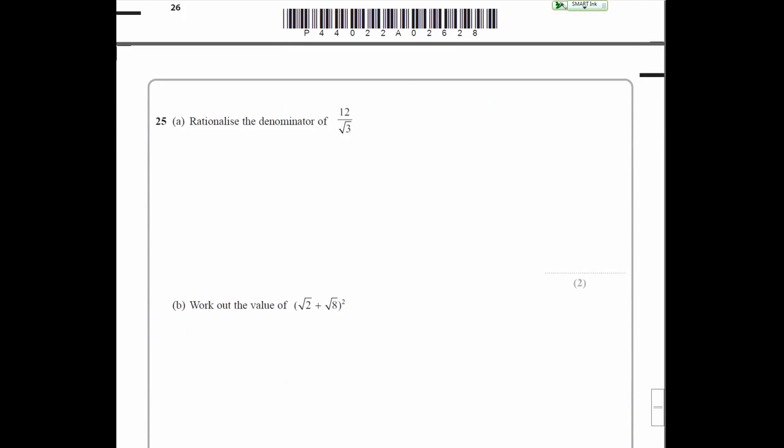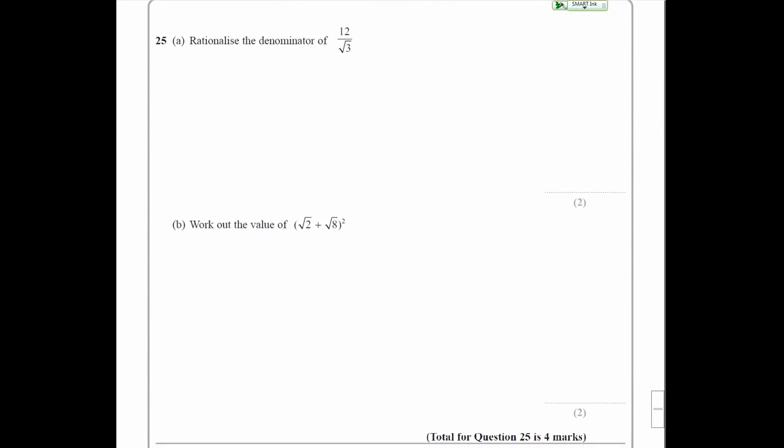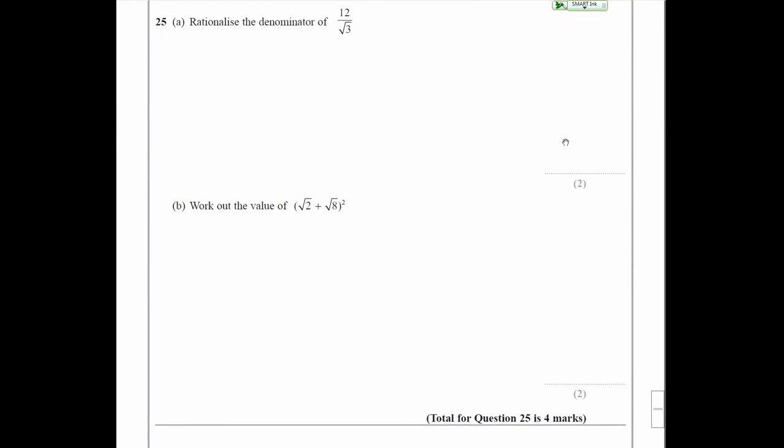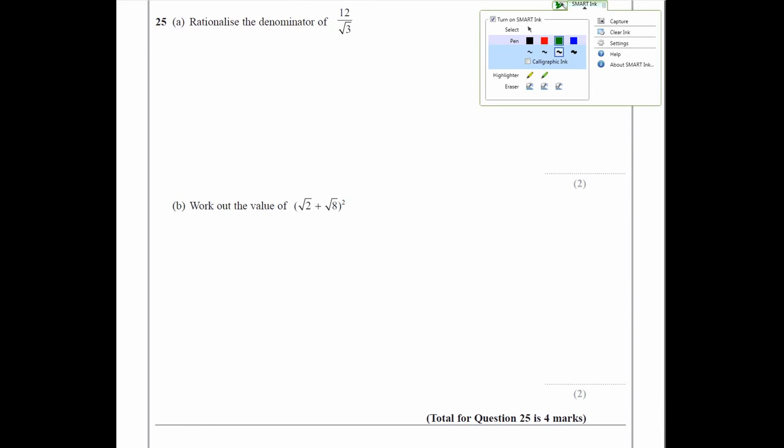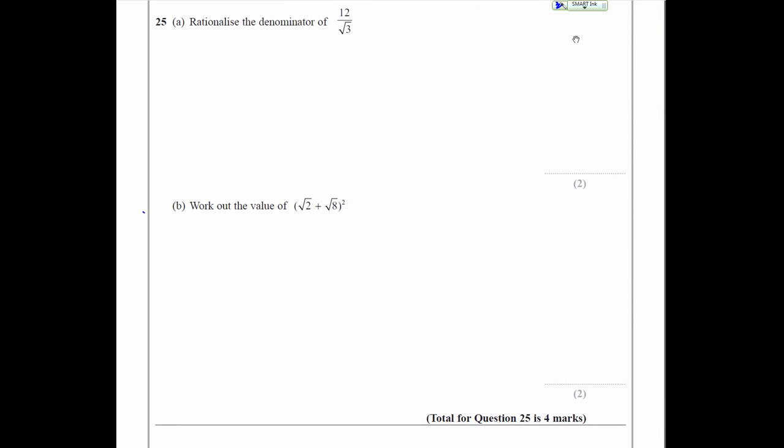Question 25, surds. I've done a video on surds. If you're not sure about this, it's an A-star topic, so it might be worth checking out the video if you're a bit unsure about them. If you are doing A-level maths, surds is one of the first things that you're going to come across.